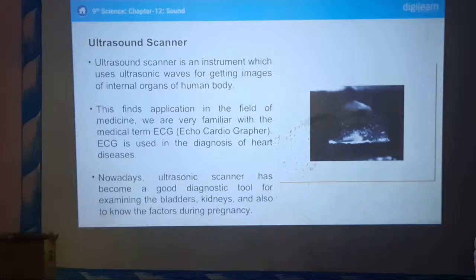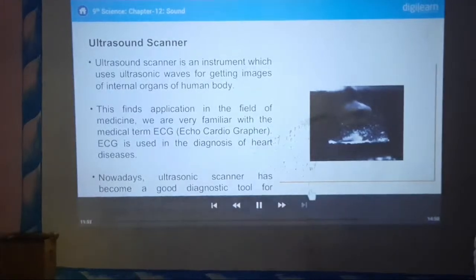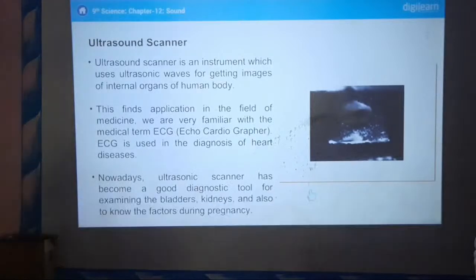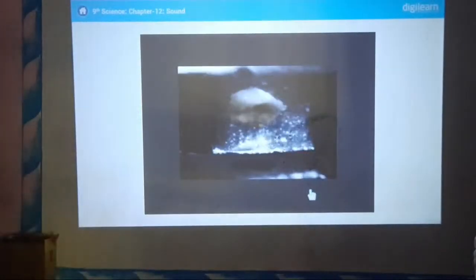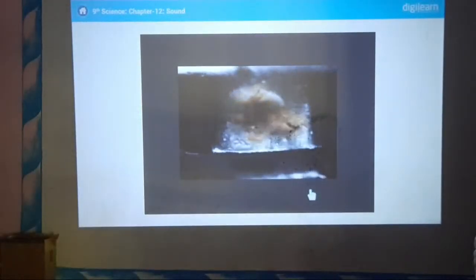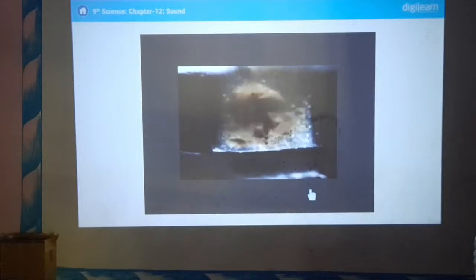Nowadays, ultrasonic scanner has become a good diagnostic tool for examining the bladders, kidneys, and also to know the factors during pregnancy.